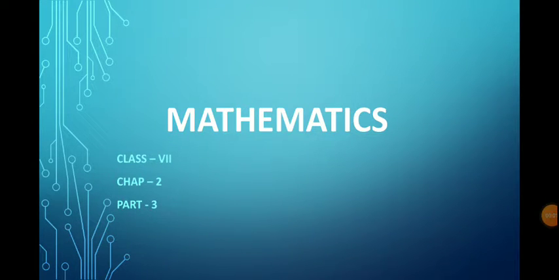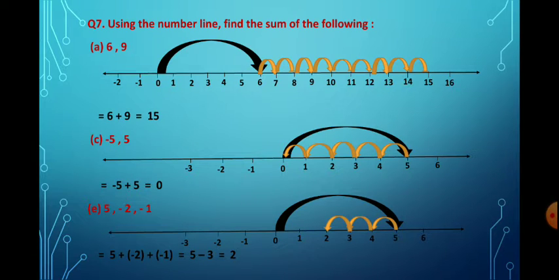This is a video on class 7 mathematics chapter 2, integers, and in this part we are going to continue with exercise 2.2. So question number 7, using the number line, find the sum of the following.